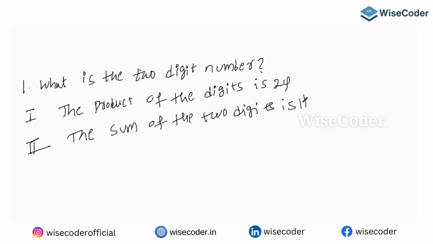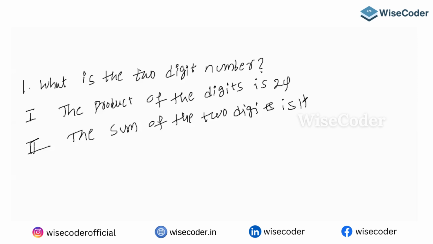So what is your question? What is the two-digit number? There is a two-digit number, but what does statement 1 say? The product.